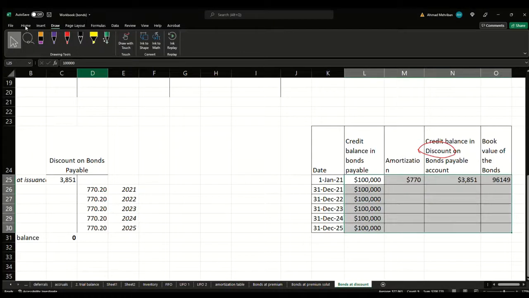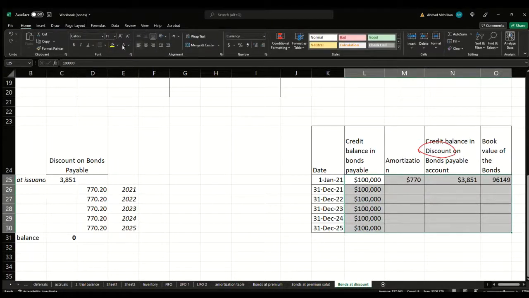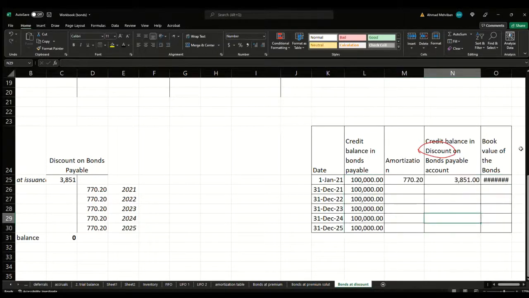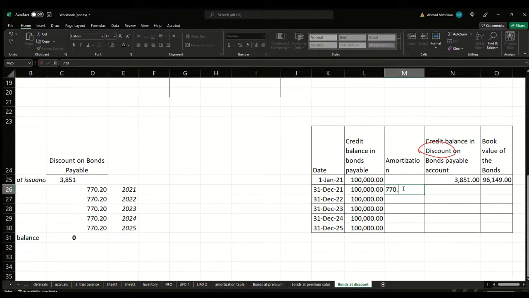Let me just add decimals because they make this calculation much easier due to rounding errors. Number to decimals should work. Okay, so we're going to have this. Now, the book value of the bond, in the first year there's no amortization. The amortization is going to take place by the end of the first year. So amortization will be 770.20. Now, our balance in this case will reduce by that same amount on the credit side, and our book value of the bonds is going to increase.